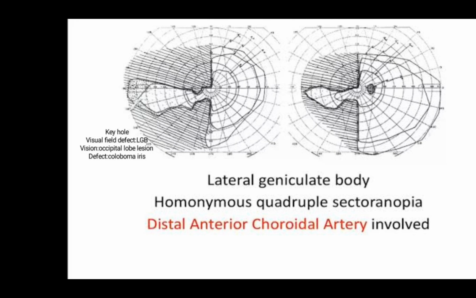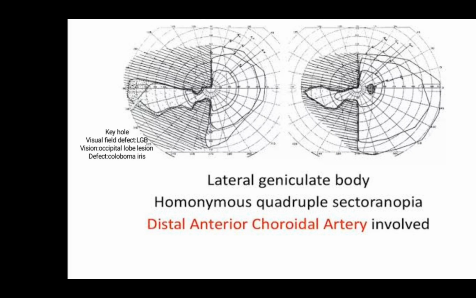Then this image is showing a keyhole shaped visual field defect. This is showing the visual field, and there is a keyhole shaped defect as can be seen from the image. It is seen in lateral geniculate body lesion and it is also known as homonymous quadruple sectanopia. It is due to involvement of the distal anterior choroidal artery.